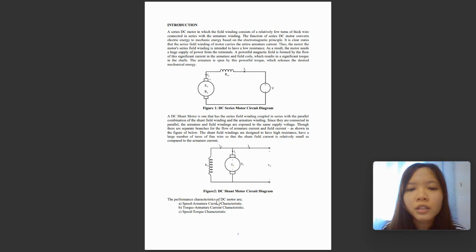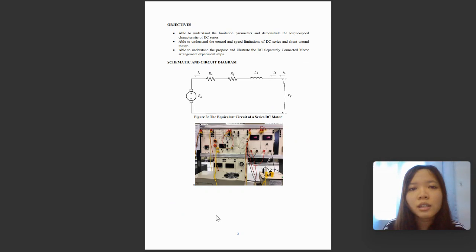The performance characteristics of a DC motor are: the first one is the speed-armature current characteristic, then the torque-armature current characteristic, and the last one is the speed-torque characteristic. In this report, we are able to understand the limitation parameters and demonstrate the torque-speed characteristic of the DC series motor, understand the control and speed limitation of DC series and shunt motors, and understand the purpose and install the DC separately connected motor arrangement experiment steps.